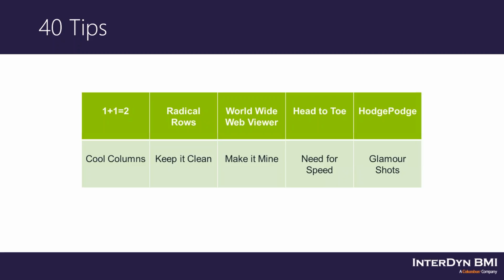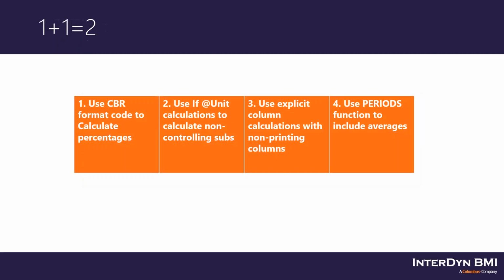So the first thing we want to talk about is calculations. We've got essentially 4 tips in each of these categories. We're going to talk about the CBR format code. We're going to talk about using the @unit calculations for non-controlling subs. Now, whenever I show you any of these tips, you can always take some of them and use them in other ways as well. So don't think that you can only use them in this way.